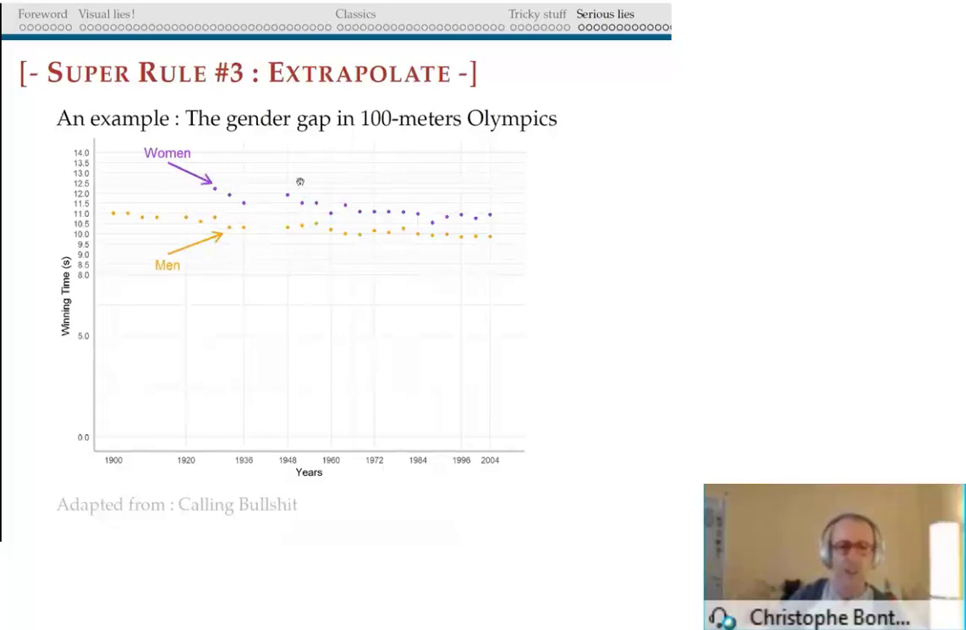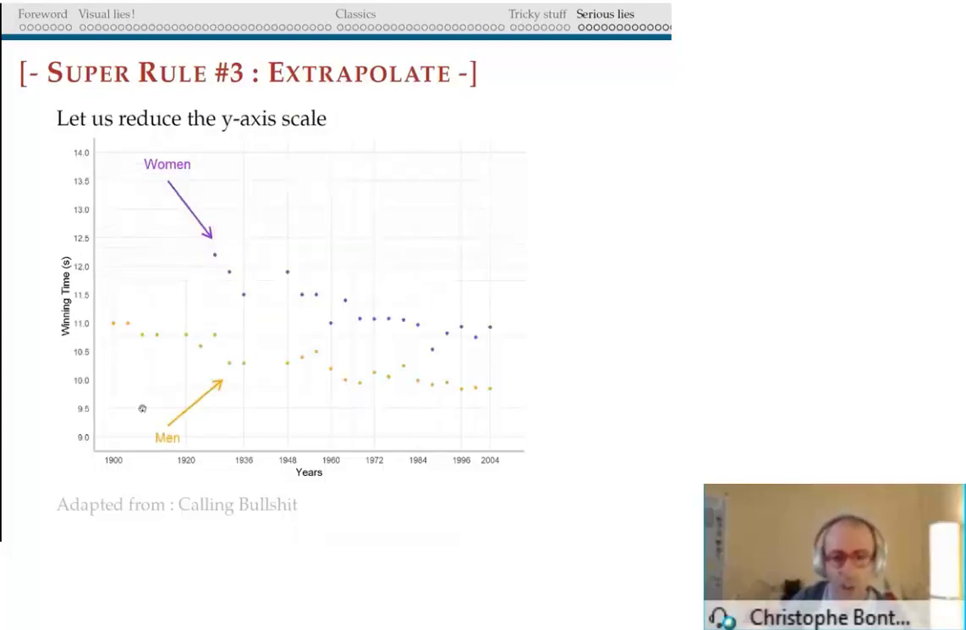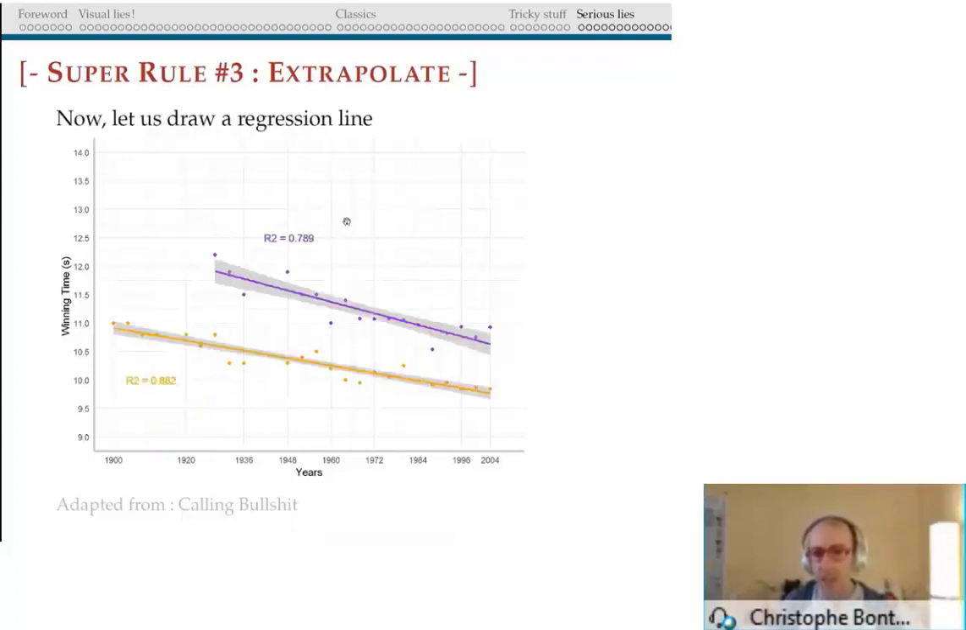So maybe first I will change the scale. Why not? Because this tiny variation means something. Running 1/10 of a second faster is important. So perfect with that. But then I will do a regression line. Okay, so regression line, one for men and one for women. And it seems that this line seems to be steeper than this one.